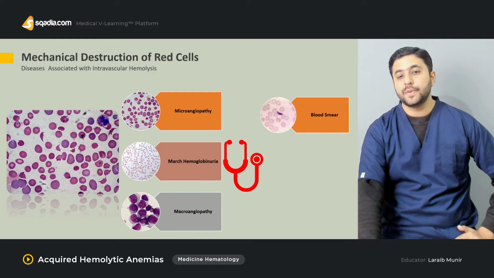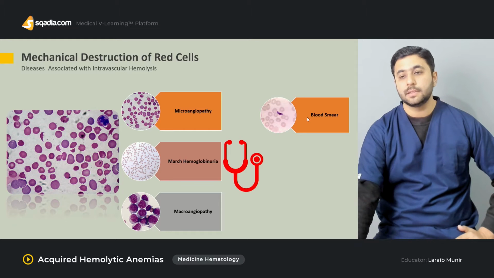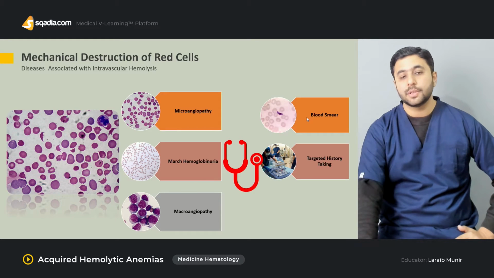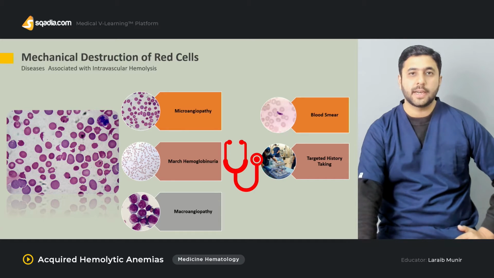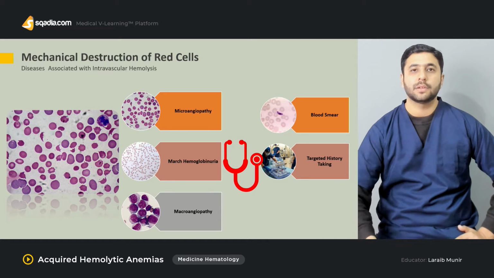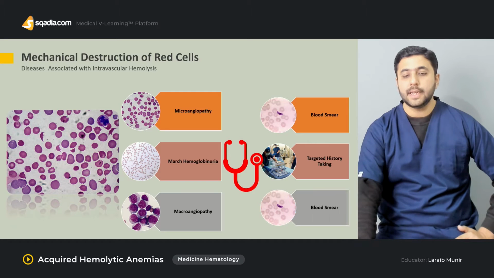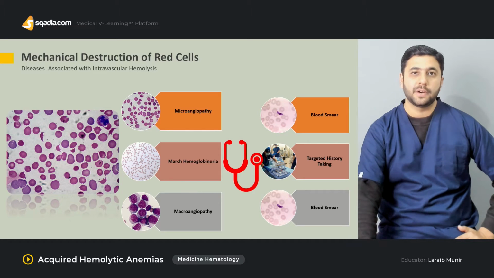On a smear, how do we differentiate? In microangiopathic anemia, we are going to see the helmet cells, the schistocytes or helmet cells I told you about. For march hemoglobinuria, we have to take a targeted history of the patient, that he has recently been involved in a marathon race or a march. And similarly, in macroangiopathic anemia, we are also going to see schistocytes on the peripheral blood film.